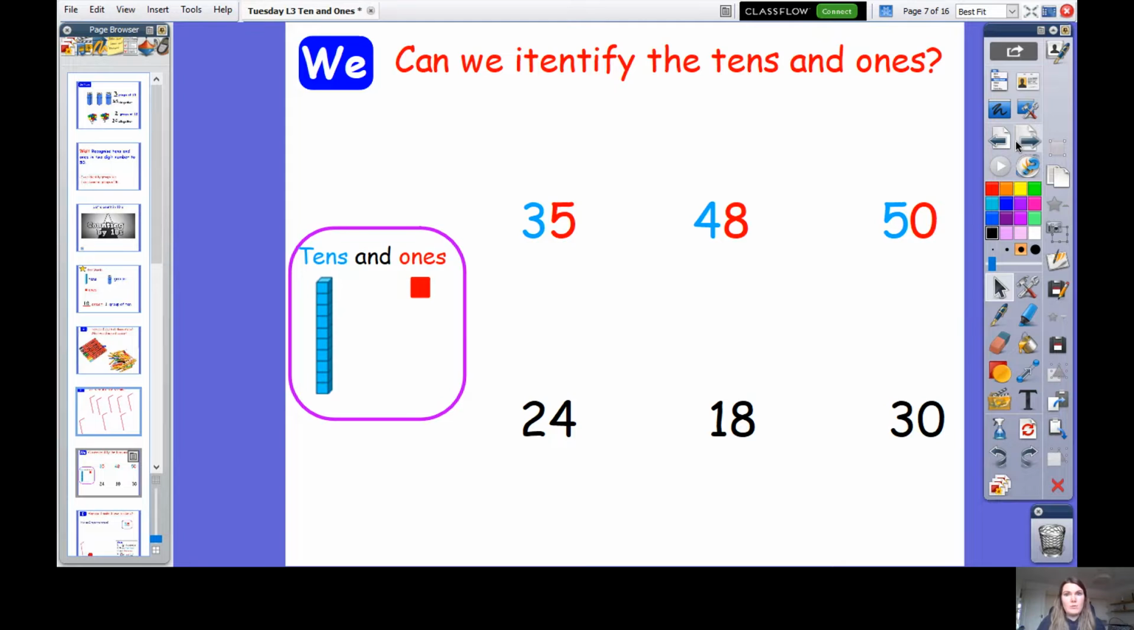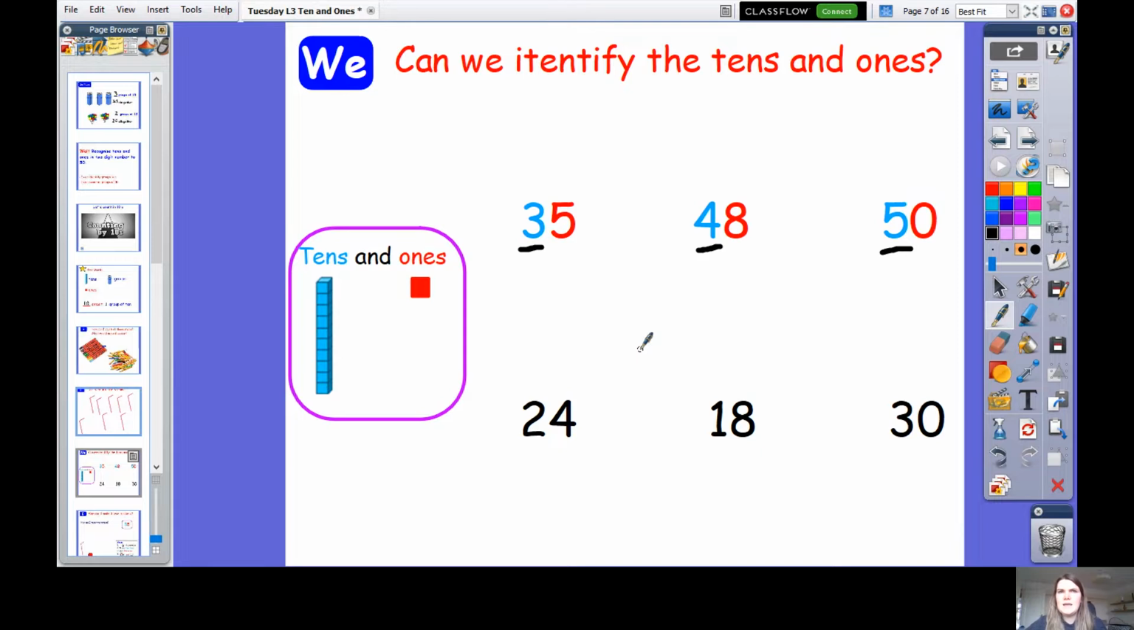Our tens, we can use our counting in tens song to help us. So we've got 10, 20, 30, 40, 50. Let's see. Well, if I'm looking at these, this number's 35. So that's got to be one of my tens. 48. Here's my 10. 50. This one's my 10. Can you find the tens on these numbers below?